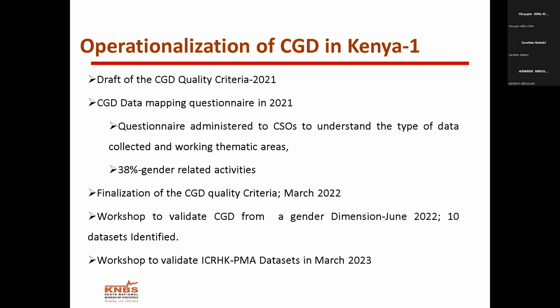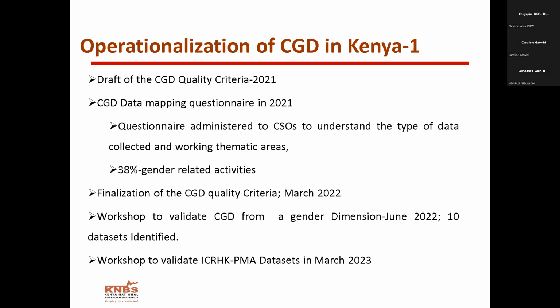And we mapped out the CSOs in the thematic areas that they work in, whether it's health, whether it's education, and other areas. We wanted to learn about the type of data they have in the thematic areas, and then sort of understand how the data can fill into the data gaps that we have. And we learned that 38% of the data was on gender-related activities, which is a very good way to disaggregate our data.